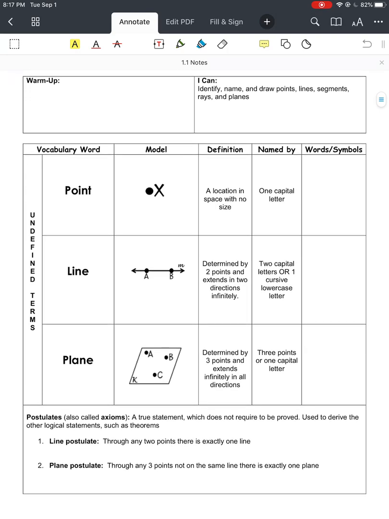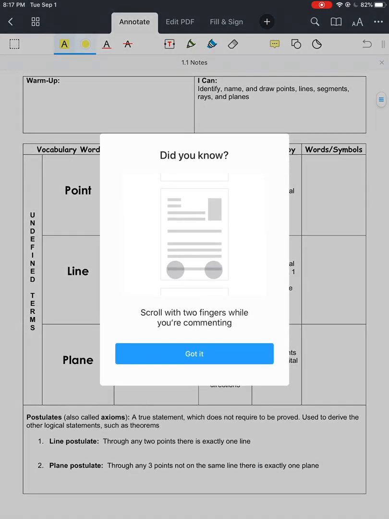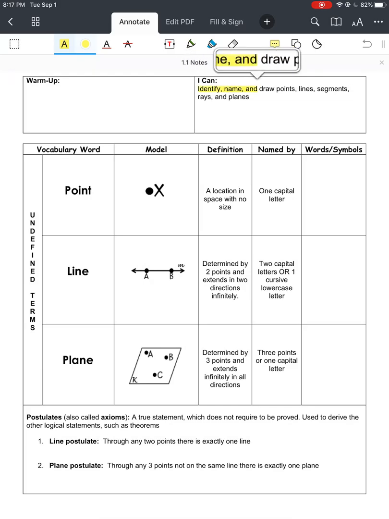So our learning objective is to identify and name, draw points, lines, segments, rays, and planes. So that's what we're going to be focused on today for today's lesson. The first definition, our most basic geometric figure that we can come up with, is called a point. A point is simply a location, a dot on the paper. It has no size, it has no space or shape, and we always name it by one capital letter.